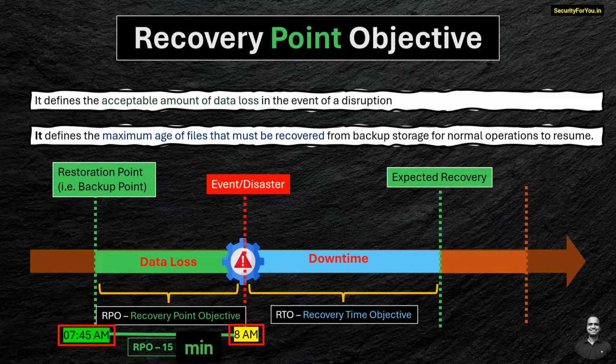RPO reflects the amount of data that can be lost without causing significant harm to the business, and a tight RPO means more frequent backups to minimize data loss. Suppose you have kept the RPO of 5 minutes, you need to back up every 5 minutes, right? And this can involve expensive technologies like continuous data replication, right?